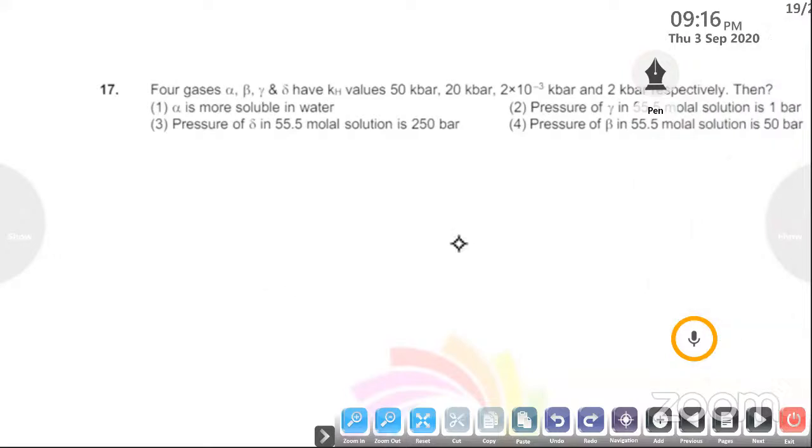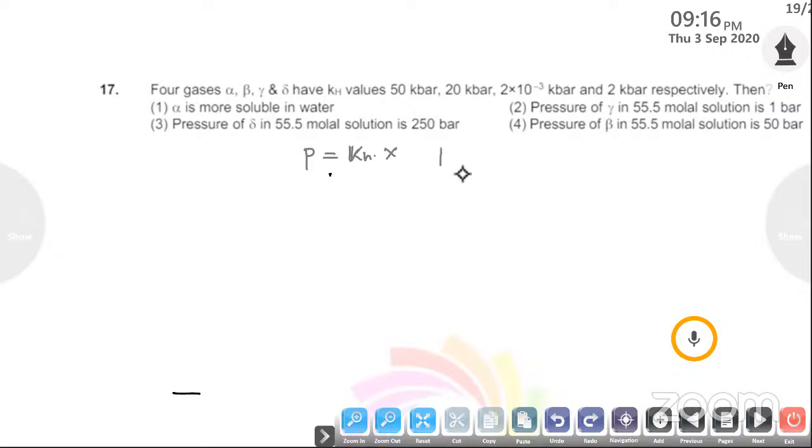Alright, students. This question is from second year, qualitative properties. So here the concept is related to solubility of gases in water. Solubility of gases in water was explained by Henry's law. According to Henry's law, pressure is equal to Henry's constant into mole fraction.